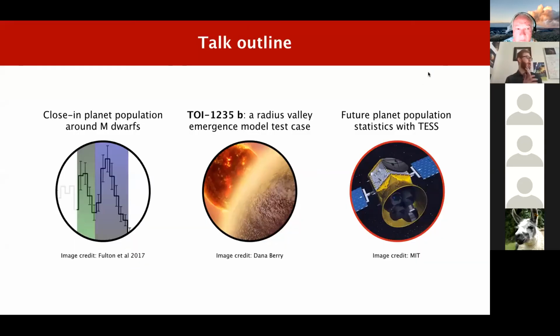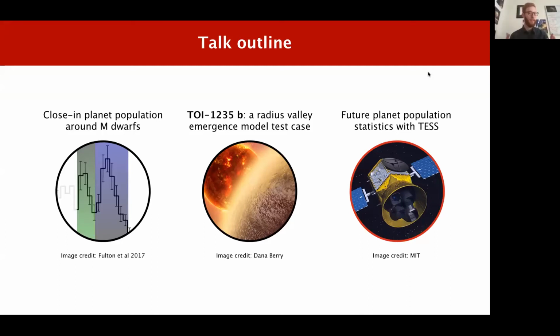There we go. All right, so there's a few things I'm going to talk about. I'm going to begin with just talking about the population of close-in planets and what we know about them, specifically from the Kepler and K2 space missions. And then I'm going to highlight one particular system from the TESS mission, namely TOI 1235b. And then if there's time at the end, I'd like to discuss some future plans that we have to do some planet population statistics with the extended mission of TESS, which actually just began like a week and a half ago.